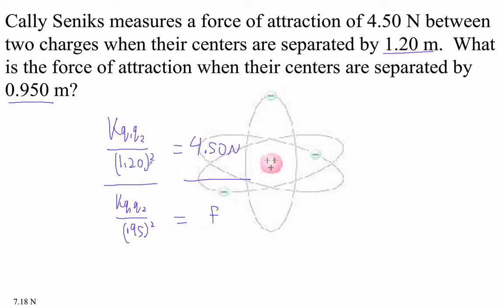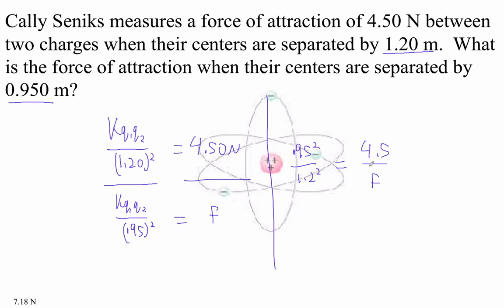And so now we can just divide. If this equals this and this equals this, then this divided by this equals this divided by this, right? And the beauty of that is that these numbers are the same in the numerator and the denominator. They just go away. So then you end up with 0.95 squared over 1.2 squared.